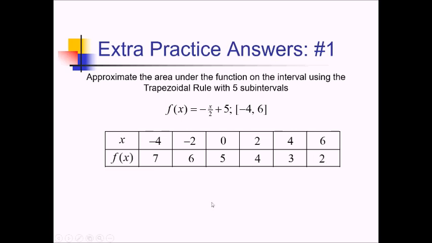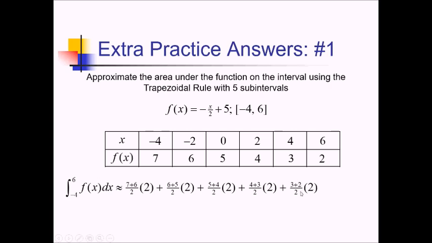And now for trapezoidal rule, I'm going to say that the integral from -4 to 6 of f of x is approximately equal to the following. So for our first trapezoid, we've got 7 plus 6 over 2 times a height of 2. So there's what that first one looks like. And then after that, we've got 6 plus 5 over 2 times a height of 2. And then 5 plus 4 over 2 times a height of 2. 4 plus 3 over 2 times a height of 2. And then finally 3 plus 2 over 2 times a height of 2.